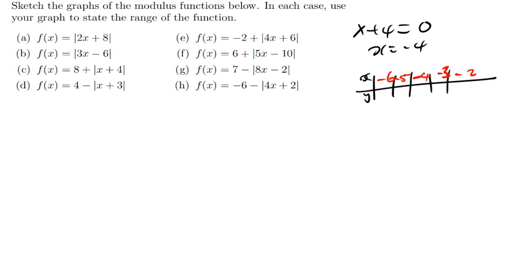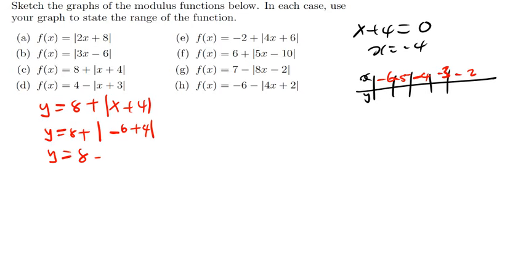So let's go ahead. We have y is equal to 8 plus the modulus of x plus 4. Now when x is -6, what will be the value of y? So 8, bring it the way it is, plus the modulus of -6 plus 4, which is -2. Anything in the modulus comes out as a positive, so this now becomes +2. So y is equal to 10. So you put 10 here. So that's what you're going to do.